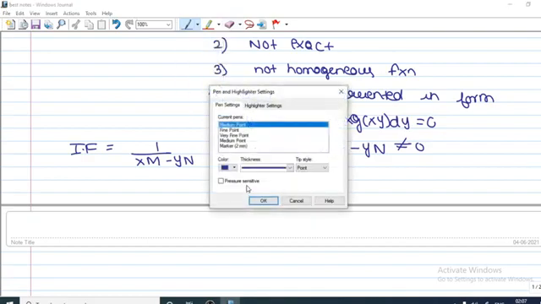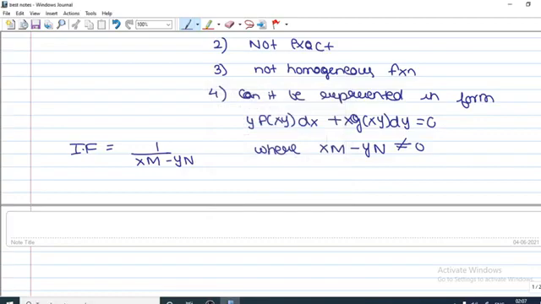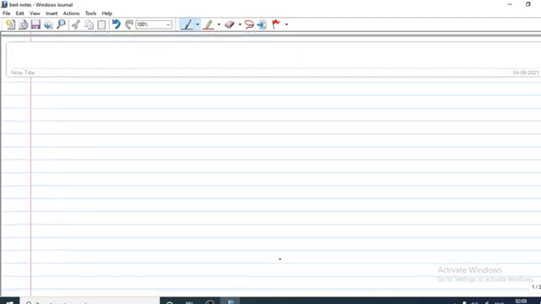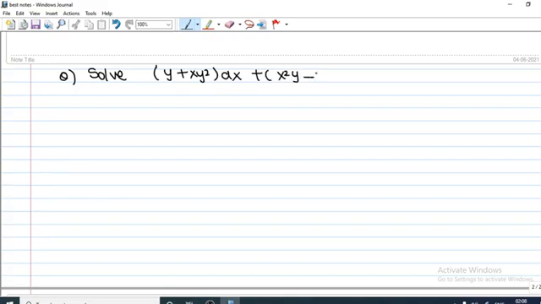Let's take some problems and understand it, because there is no other explanation further to this. All you need to know is this only. So let's take the first example and understand it more clearly. Type 3, the first example which we are going to take is: solve (y plus xy square) dx plus (x square y minus x) dy should be equal to 0. You have to solve this.